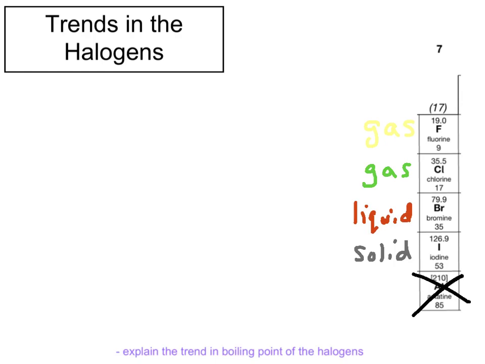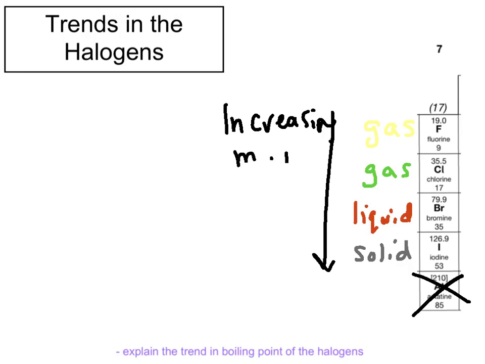So you can see that as you go down the group, we go from a gas to a liquid to a solid. So the melting point is obviously increasing, and the boiling point as well. So we have an increasing MP, melting point, and boiling point, because they're linked together. And the question is why.